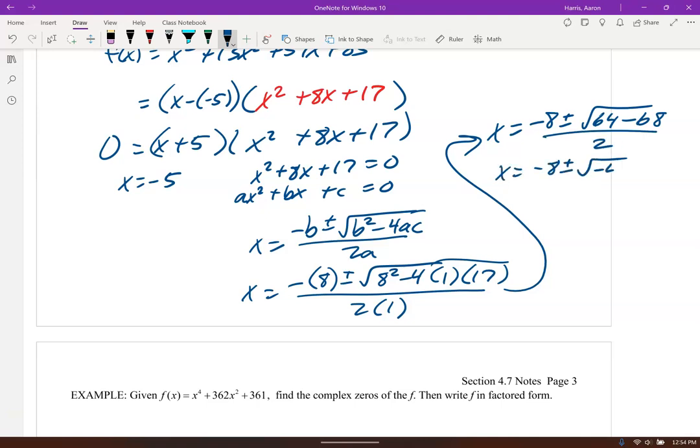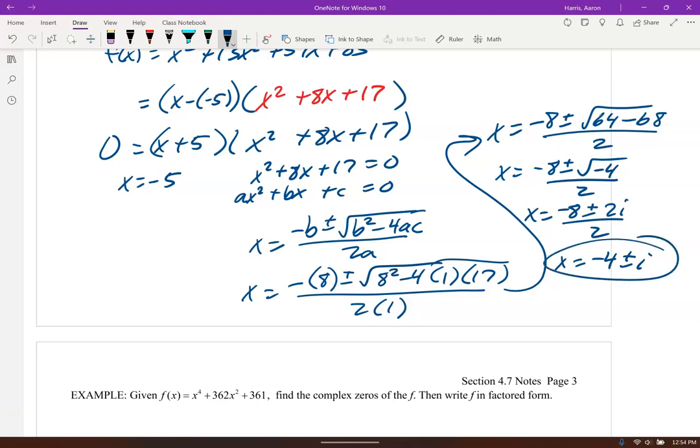So we got square root of -4 all over 2. So we got -8 plus or minus 2i all over 2. Those both go into 2, so -4 plus or minus i. So there's our zeros, -4 plus or minus i, and -5. So 1 and 2 and 3: -5, -4 plus i, -4 minus i. 3 zeros for a third degree. Okay.